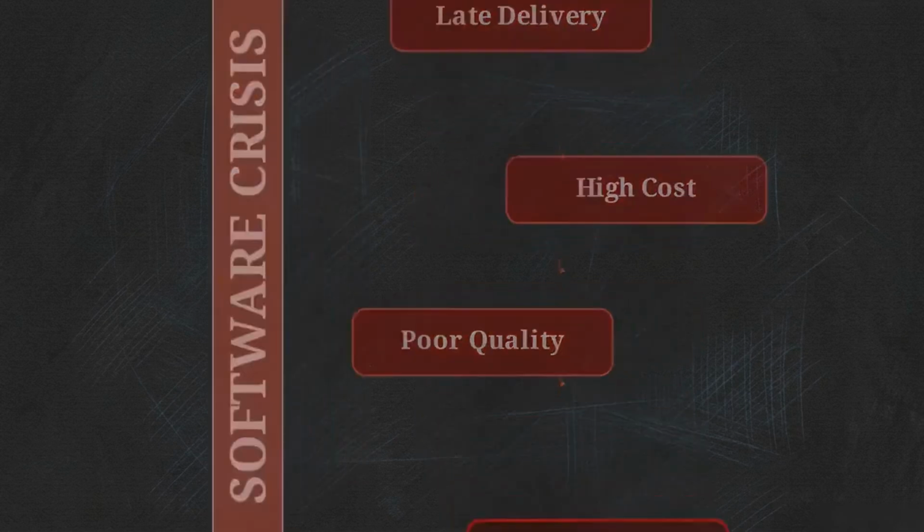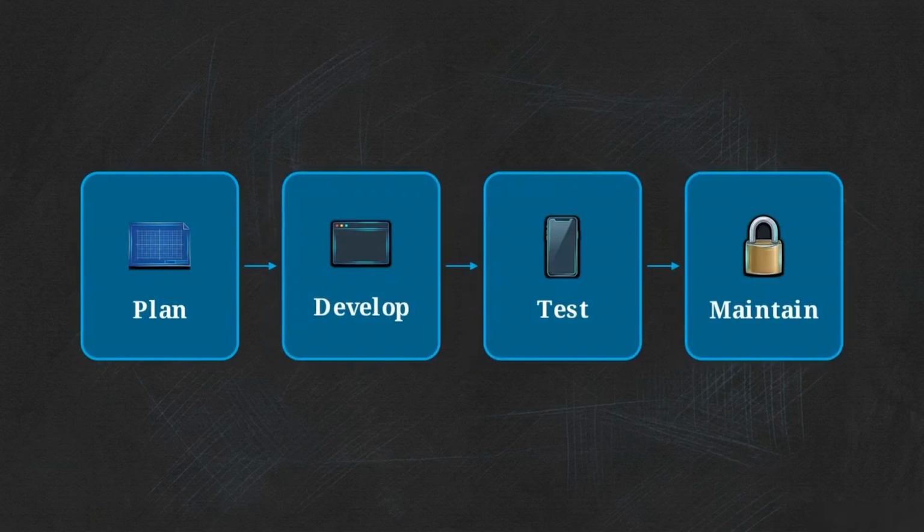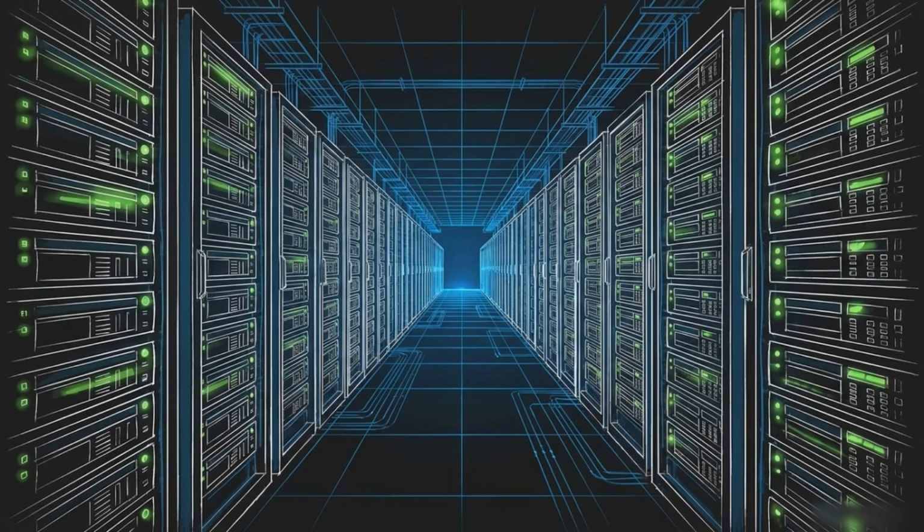Software engineering provides a systematic cure, replacing chaos with a strict, organized flow. Plan, develop, test, and maintain. High-quality software is the direct output of this organized process. Reliability is built through systematic engineering rather than isolated acts of coding.